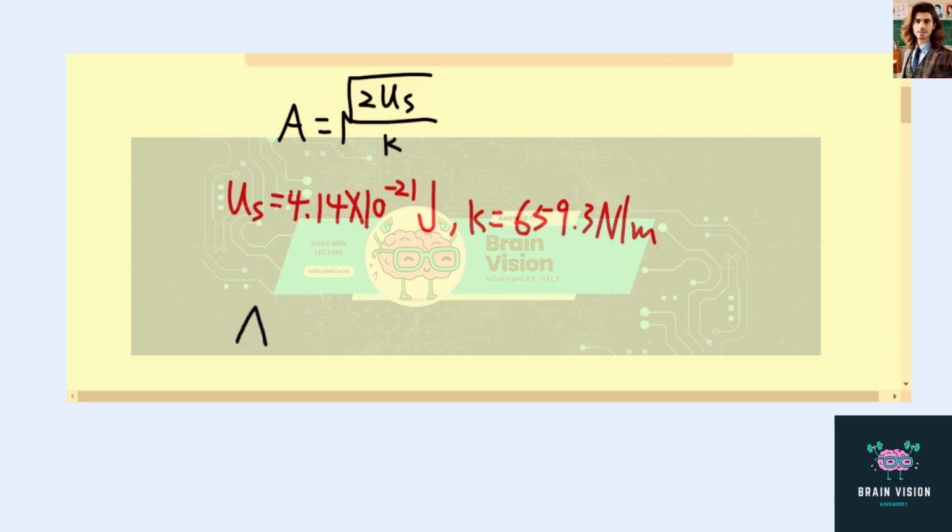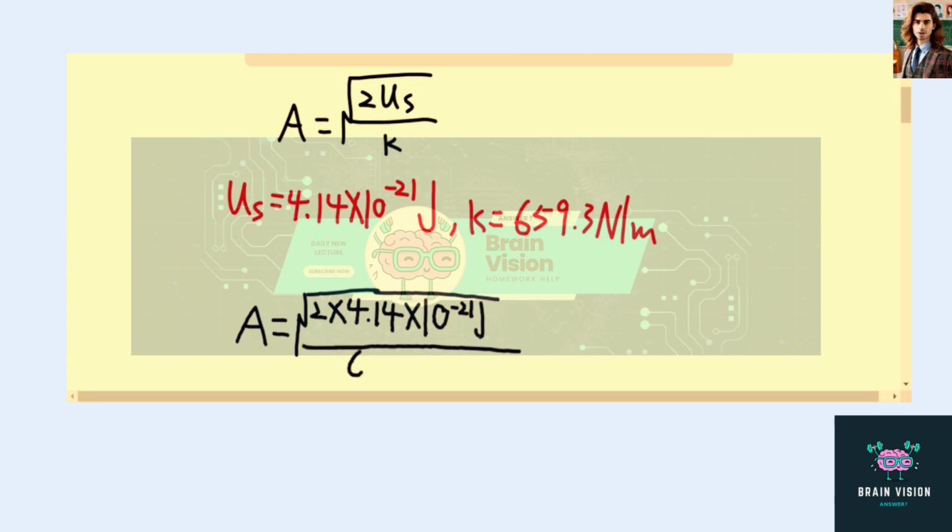So therefore let's try to determine the classical amplitude, which is equal to square root 2 times 4.14 times 10 to the power of negative 21 joule over 659.3 Newton per meter. And this will give us the amplitude is about 3.54 times 10 to the power of negative 12 meter. And these are the answers for this question.